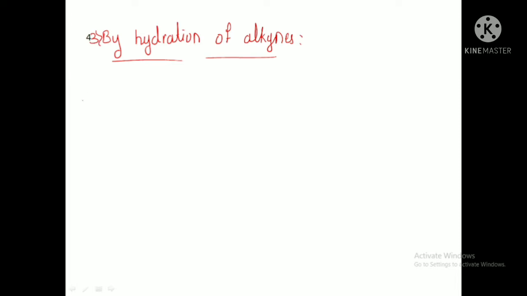Okay, next is by hydration of alkynes. This is the third method of preparation of aldehydes and ketones. Now I will take the example of an alkyne, that is ethyne, CH triple bond CH. Hydration means adding water, so H2O, I will take it as H and OH, in the presence of H plus.